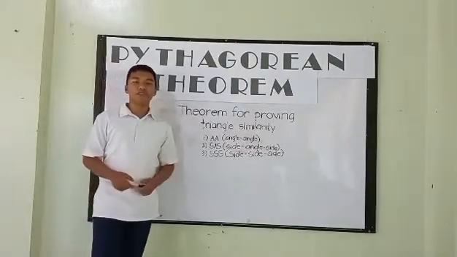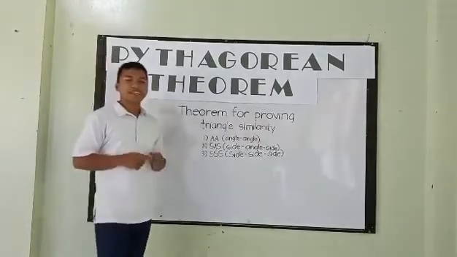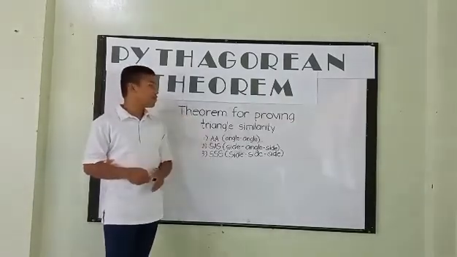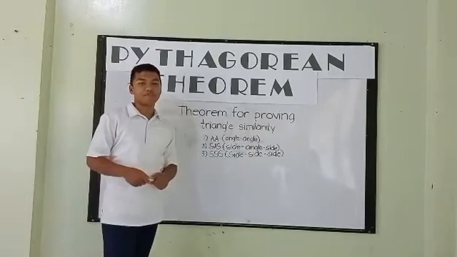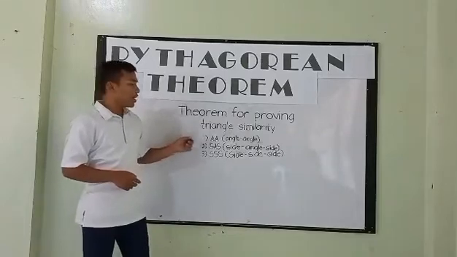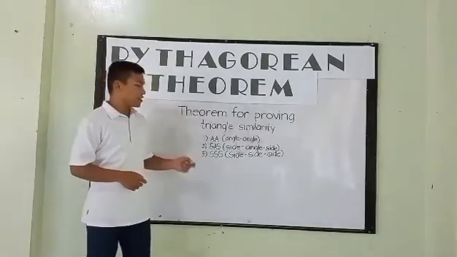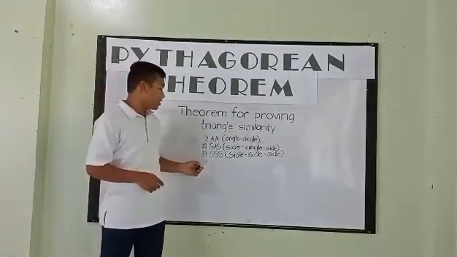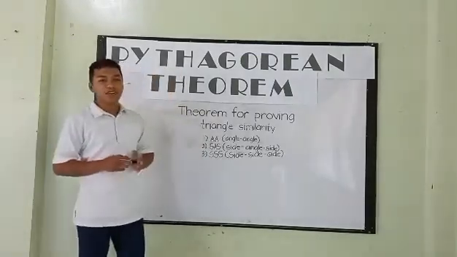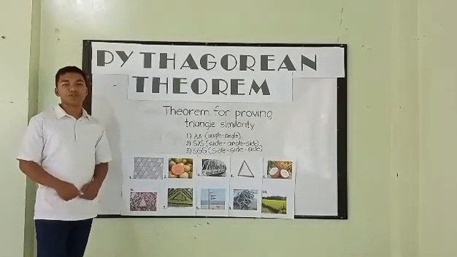Okay, before we proceed to our topic for today, let's have a review first. Who remembers our topic yesterday? Okay, we have theorems for proving triangle similarities. We have three examples of theorems. We have AA or angle-angle theorem, SAS is side-angle-side theorem, and last is SSS, side-side-side theorem. Okay, to totally recall the previous discussion, determine which of the following pictures show similar triangles.